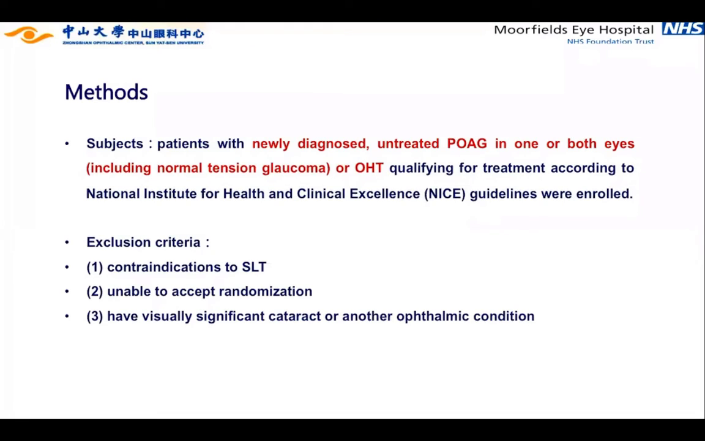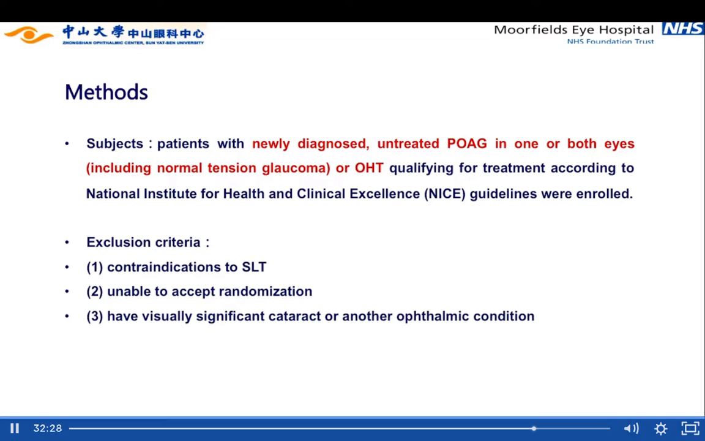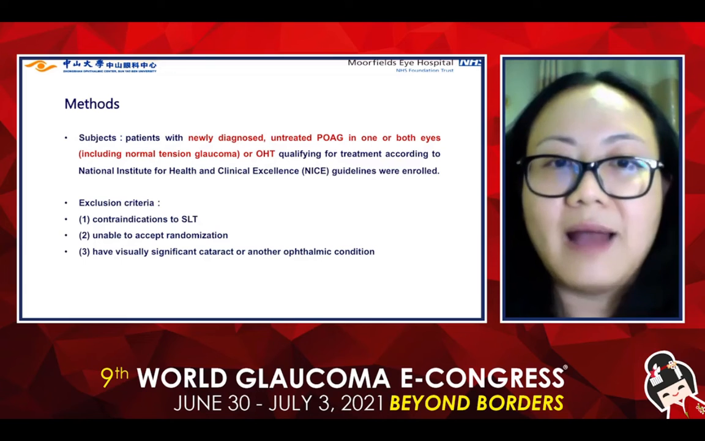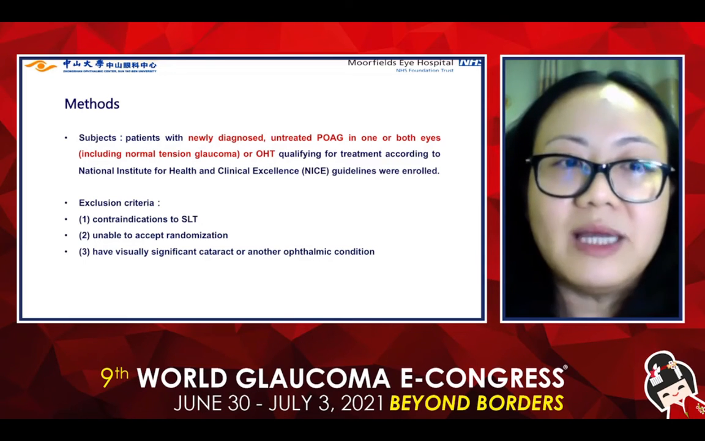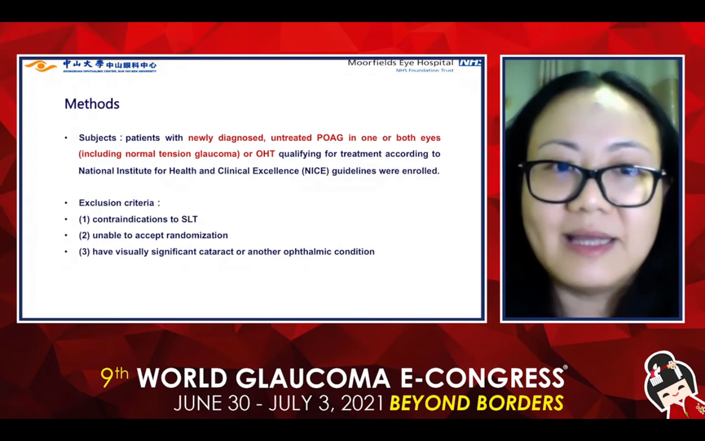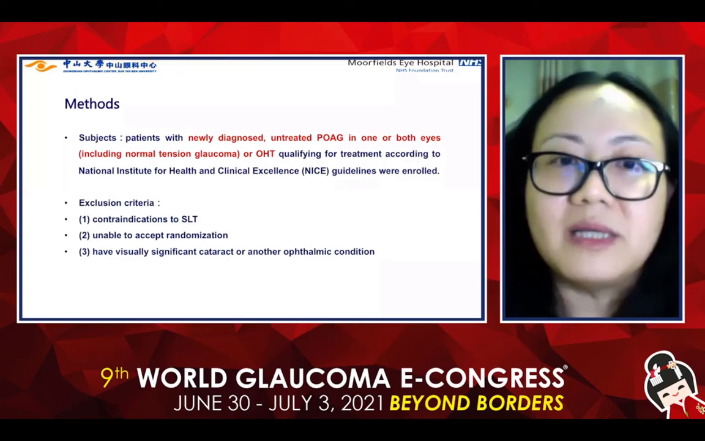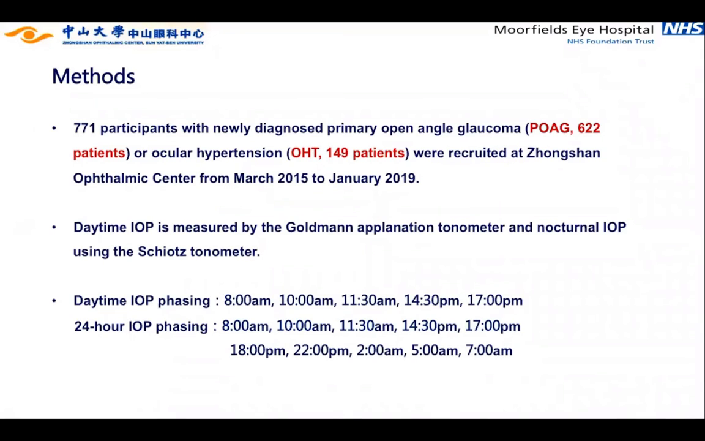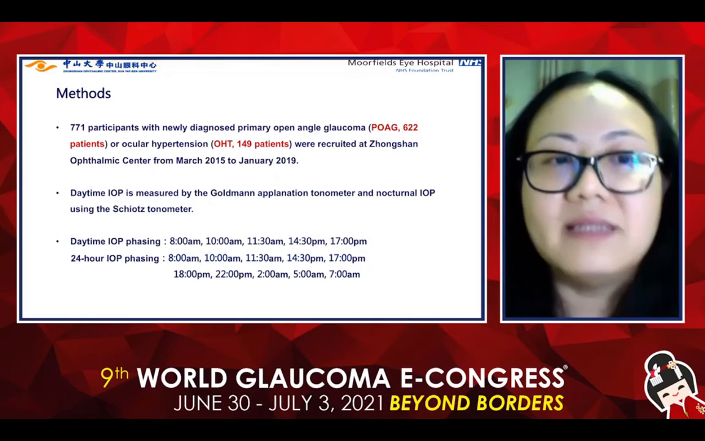Briefly speaking, patients with newly diagnosed untreated POAG in one or both eyes, or OHT qualifying for treatment according to NICE guidelines, were enrolled. Those who have contraindication to SLT, or are unable to be randomized, or have visually significant cataracts and other ophthalmic conditions were excluded. Finally, 622 POAG patients and 149 OHT patients were recruited at Zhongshan Ophthalmic Center from March 2015 to January 2018. Subjects were randomized to SLT first or medicine first treatment.